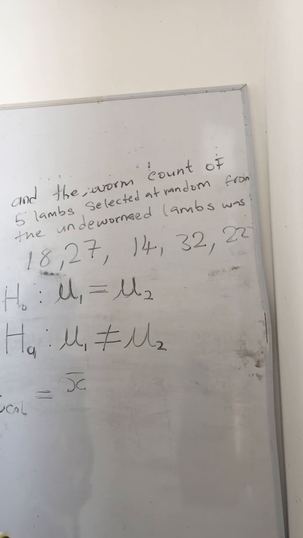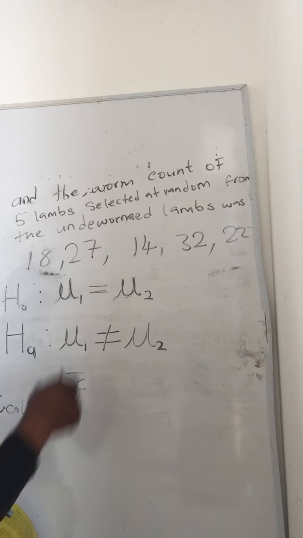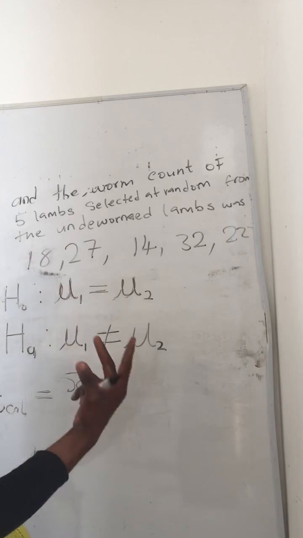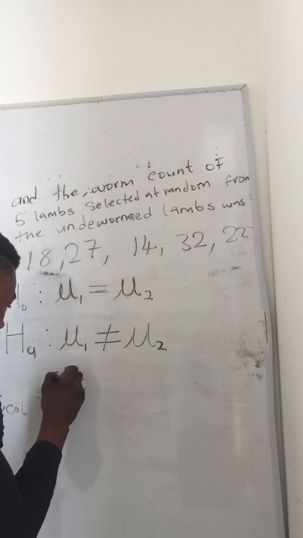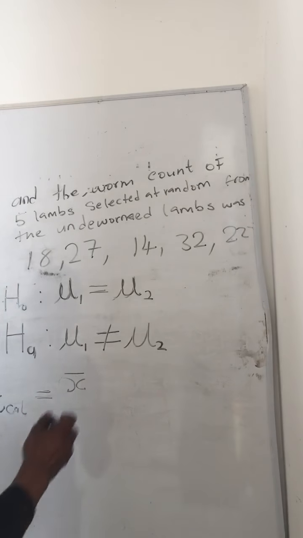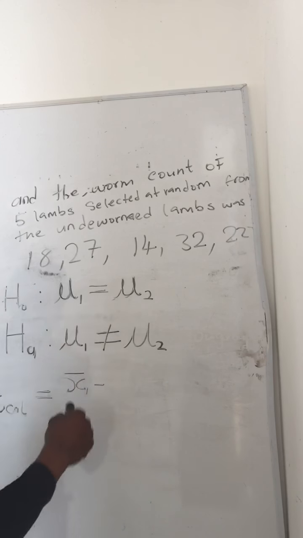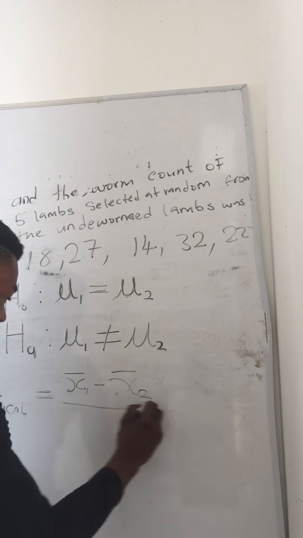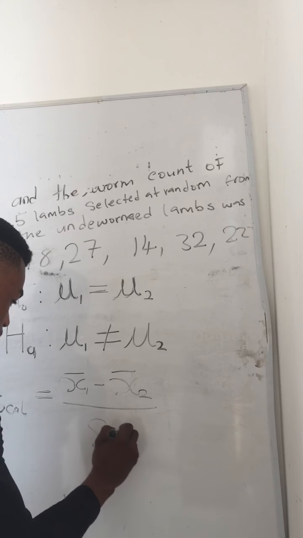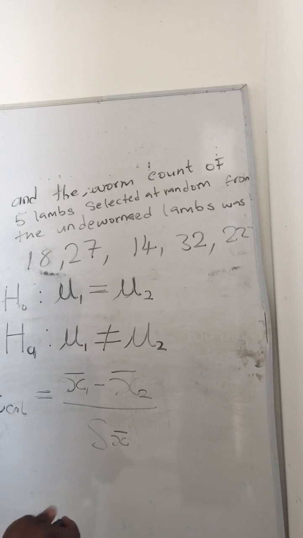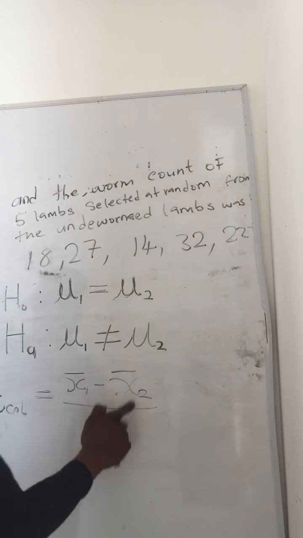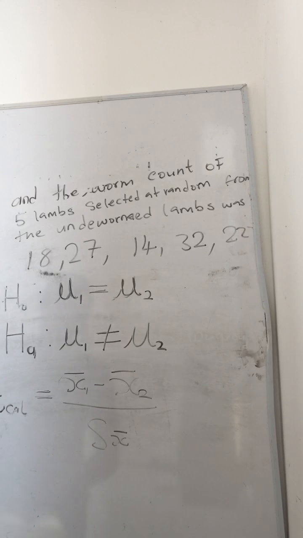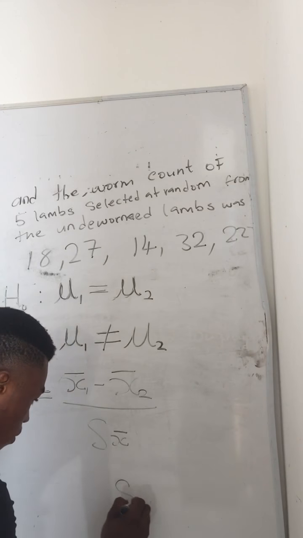Remember, we are dealing with two parameters. We have a sample of one given, but we are dealing with two parameters. So the mean of the first parameter minus the mean of the second, divided by the standard error. So the mean of this minus the mean of that, divided by the standard error. In our next video we'll learn how to use the formula, but for now I want you to take note of it.